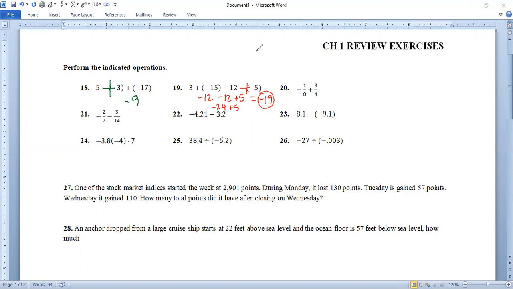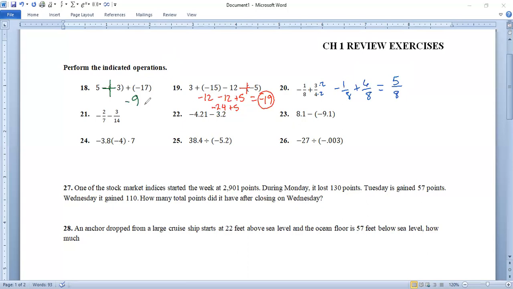All right, number 20, negative 1/8 plus 3/4. Common denominator, because we are adding, times by 2, times by 2, we get negative 1/8 plus 6/8. Negative 1 plus 6 is positive 5. That's the same as 6 minus 1 over 8.